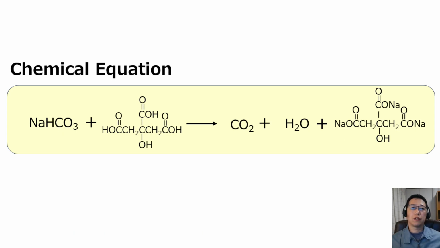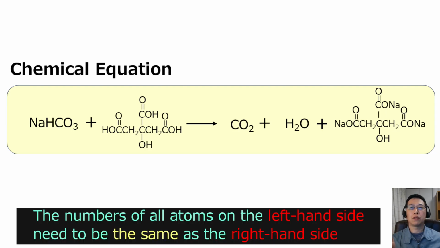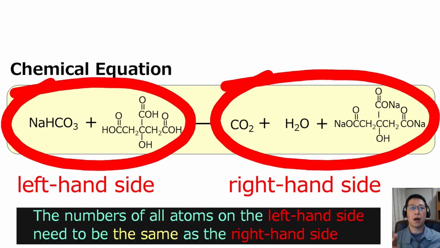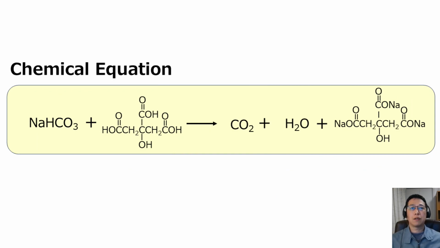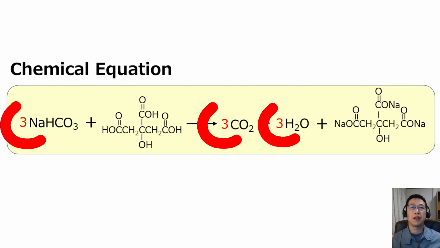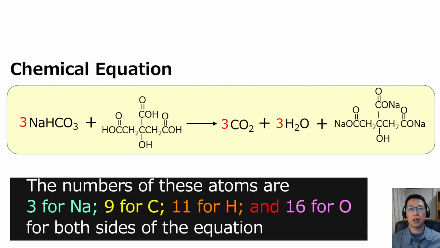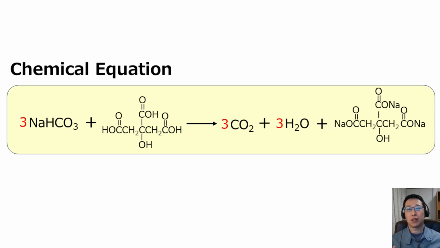What I need to do first is to balance the chemical equation so that the numbers of all atoms on the left-hand side are the same as the right-hand side by placing the right numbers or coefficients in front of these chemical formulas. In this particular case, placing 3 for these formulas gives the balanced equation.